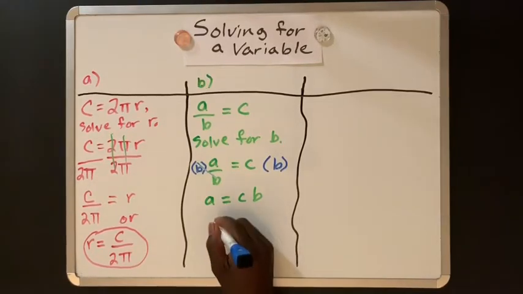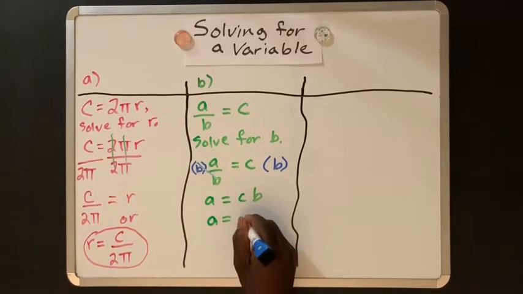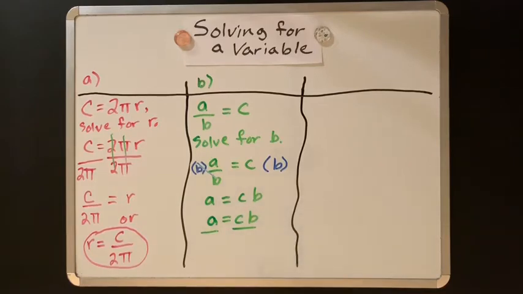Okay, so I'm going to copy this problem again. A equals C times B, and then I'm going to divide both sides by the variable I need to get rid of, which is C. Whatever you do to one side of the equation, you do to the other. Then look, what can I do? Well, C divided by C is 1, so I cross that out.